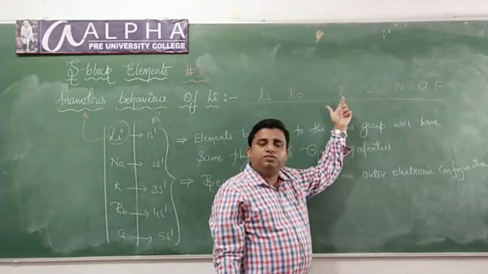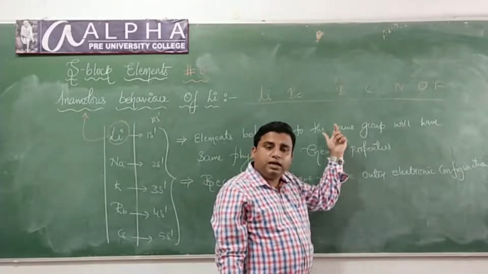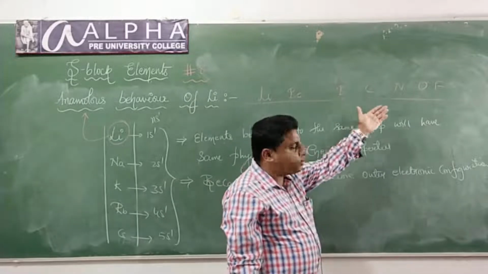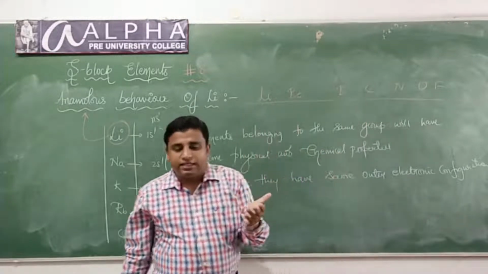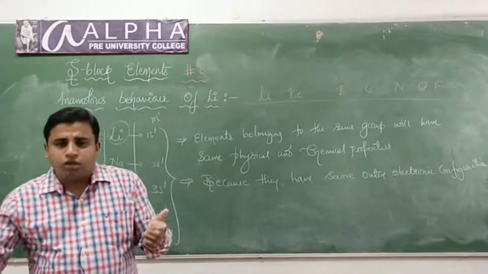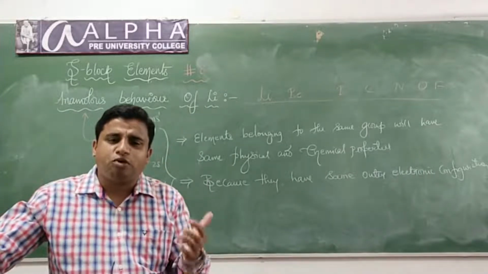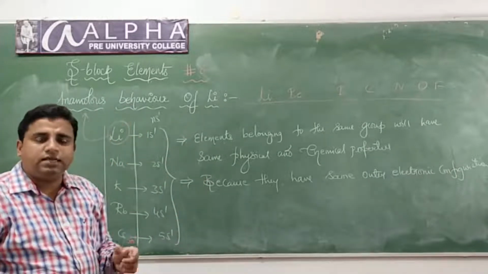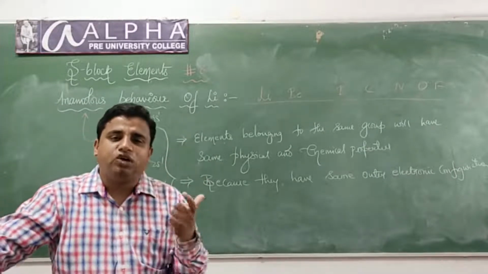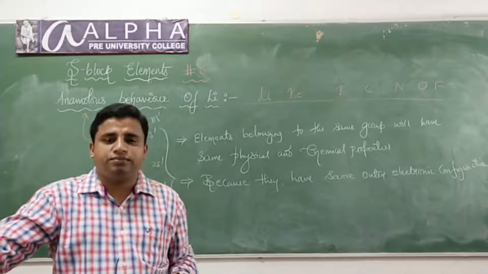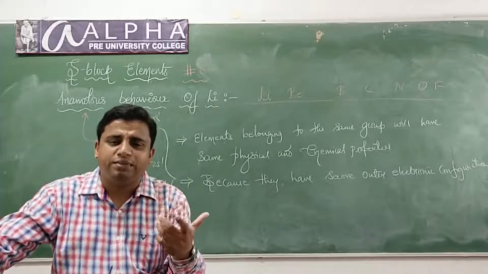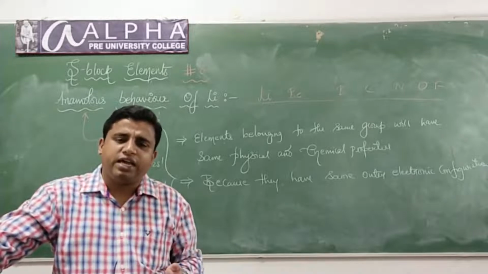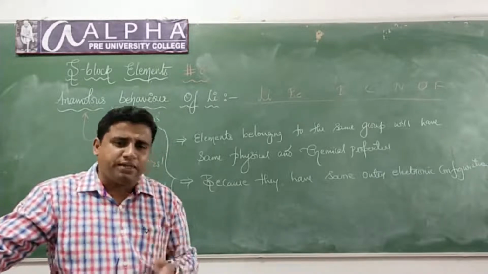Boron will exhibit some properties which are different from the other 13th group elements. Carbon, nitrogen, oxygen, fluorine also will exhibit properties which are different from the properties of the other elements in their own group. This is called anomalous behavior of second period elements. We have discussed this in the periodic table chapter, that is classification of elements and periodicity in properties.